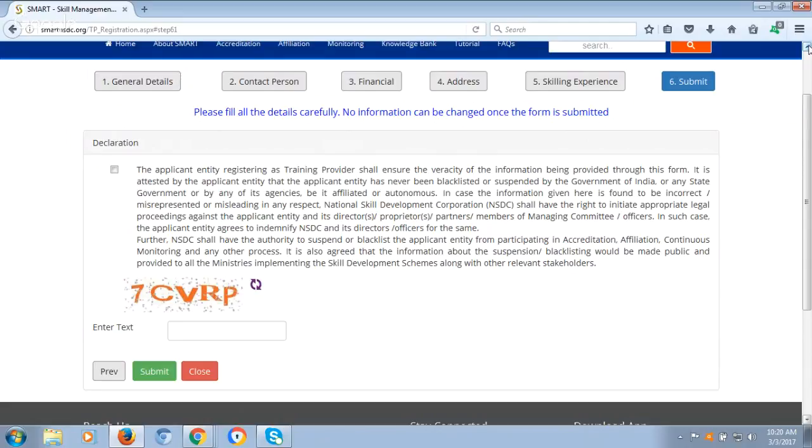So whatsoever information you have provided to the NSDC, we are ensuring, we are certifying that it is correct. Then you will say yes, I agree. Then you will have to give, as in banking transactions, you can sometimes get an OTP, or they have given a CAPTCHA here. You have to enter it, for example, 7 CV or T, and then you have to submit.